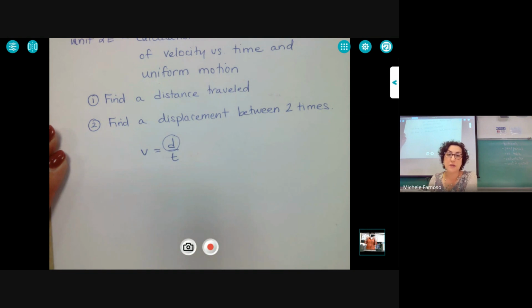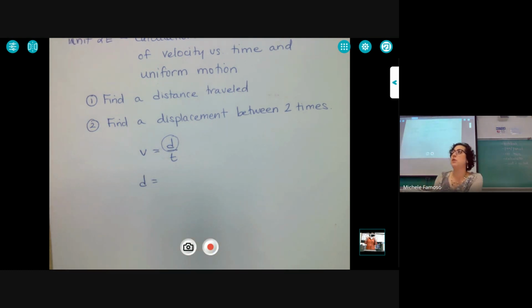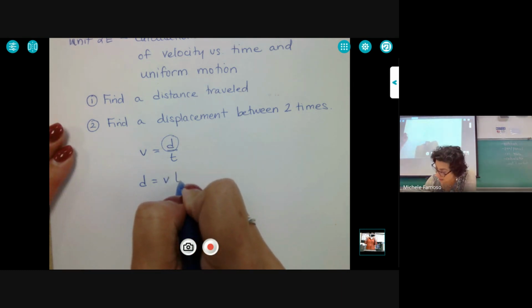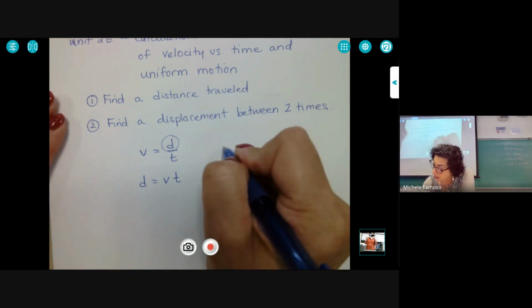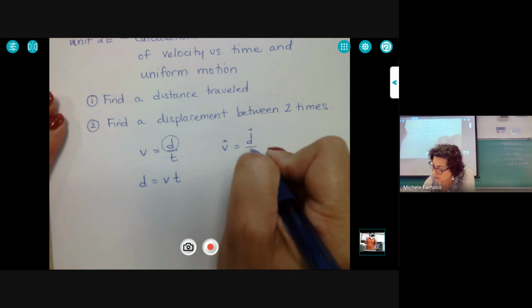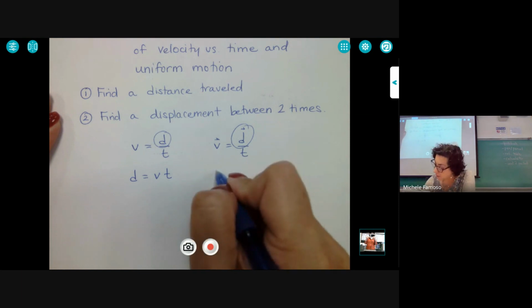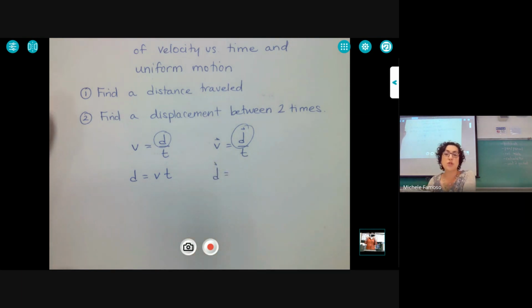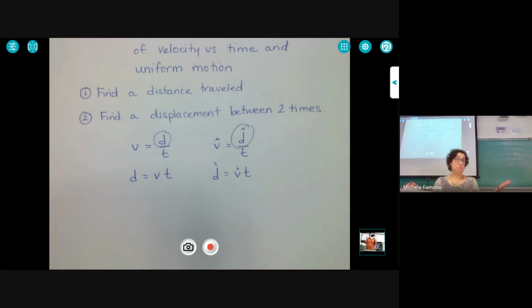That means I'm looking for D. What would I have to do to get the distance traveled? Multiply the speed by the time. Likewise, if this was velocity, which is displacement over time, and I asked you now from the graph to find a displacement, what would you do? Multiply a velocity by the time.